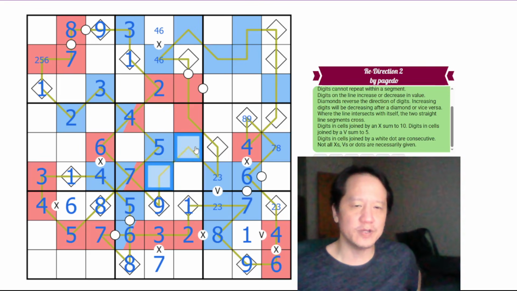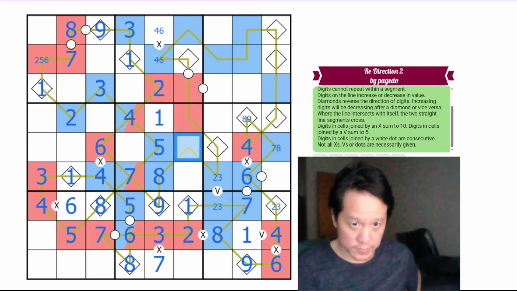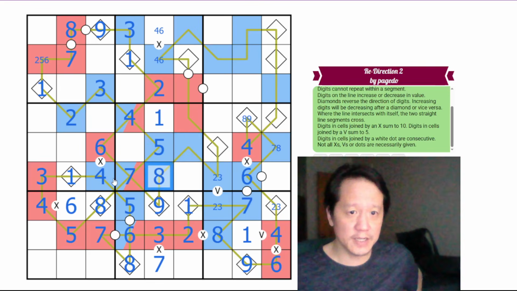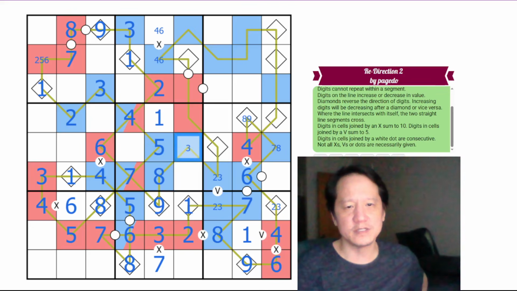1 again cannot be on these between the diamonds. So this has to be 8. This is 1. This is less than 8. Cannot be 7. Cannot be 6 or 5 or 4. So this is 3 at most, which means this has to be greater than that. So this must be 2.